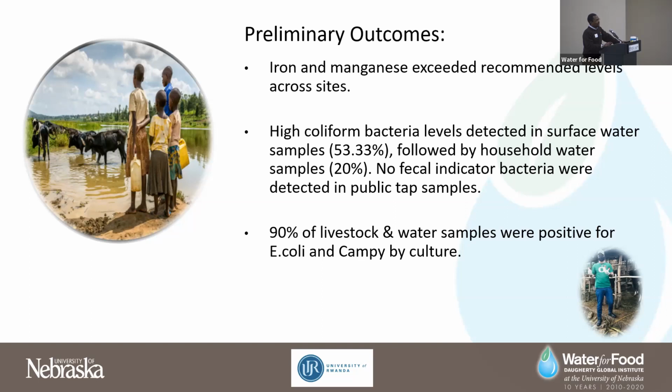With the fecal samples we collected from livestock and households, 90% of livestock and water samples were positive for E. coli and Campy. Campy is Campylobacter, which leads to campylobacterosis, mainly in children below the age of 5. It causes diarrhea, and it can also cause complications in livestock.